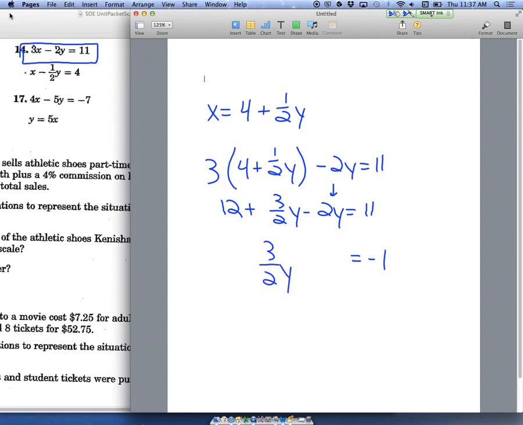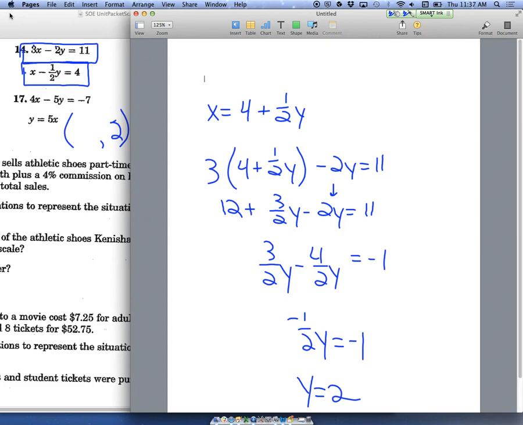And I'm going to write this with a denominator of 2 so that I end up with negative 1/2 y equaling negative 1. Therefore, y must be positive 2. So the y-coordinate in my solution for number 14 is positive 2. And now to find the x-partner, I'll take the second equation, easier to work with. So now, and I'll switch to red ink, I'm now finding x.